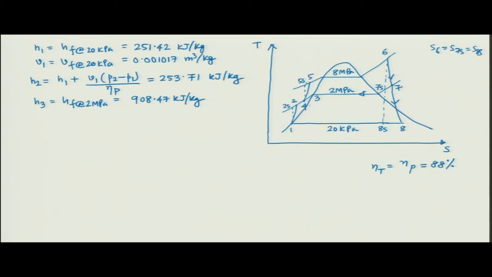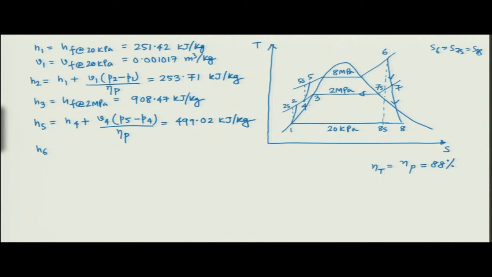Now I will calculate state 5. The enthalpy of state 5 will be h4 plus the second pump work, which will be v4 multiplied by (p5 minus p4) divided by eta p. So p5 is 8 megapascal, which you can write as 8000 kilopascal, and p4 is 2 megapascal, that is 2000 kilopascal, and then the specific volume we just obtained. So you can plug in the numbers, and h5 we will obtain as 499.02 kJ/kg. So that is h5. Now h6 is basically the inlet of the turbine, so that can be obtained.